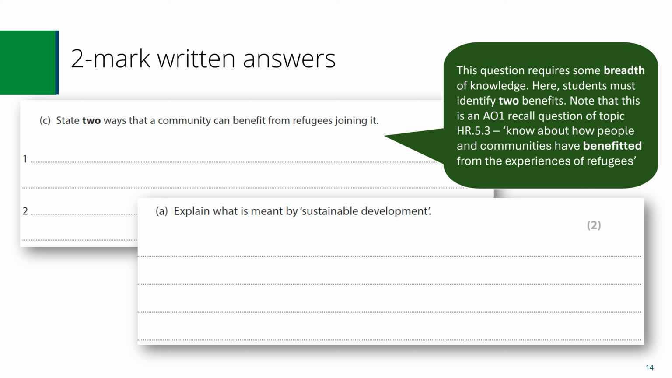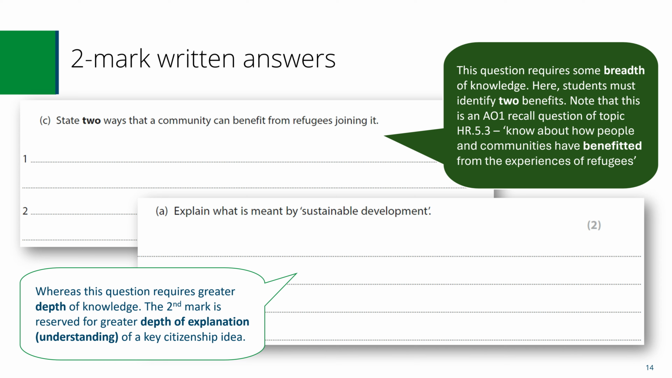In contrast, the other item, there are 2 marks available for an answer that explains in a little more depth what is meant by sustainable development. The 4 lines here are to be filled up with a more developed explanation of sustainable development. Students might think that 2 sentences should be written here. That would be a good idea. So the depth of knowledge is there, and the second mark is reserved for greater depth of explanation or understanding of a key citizenship idea.